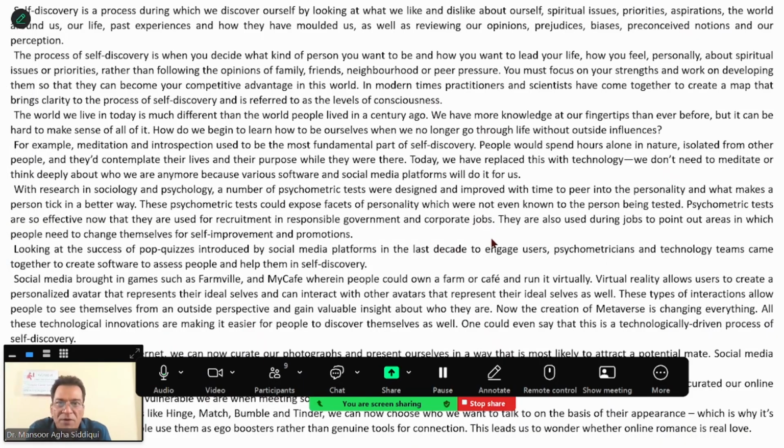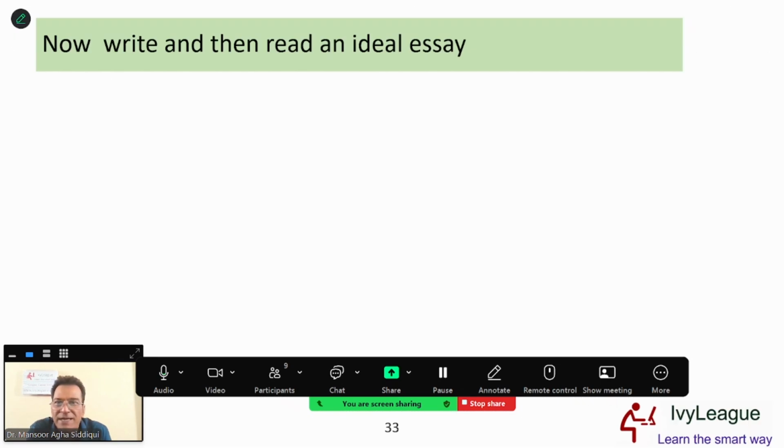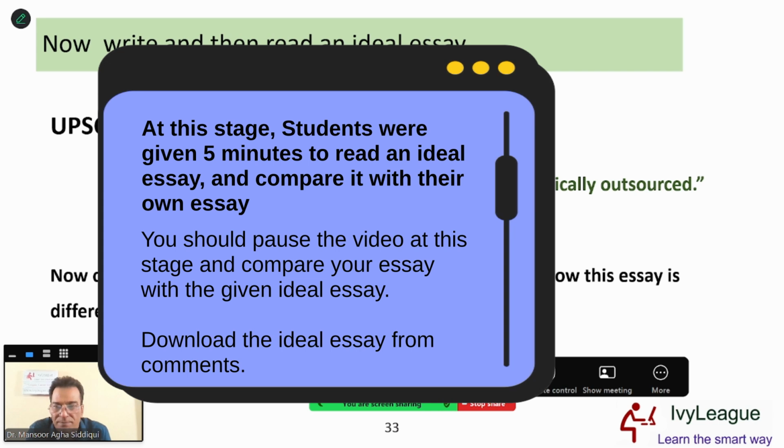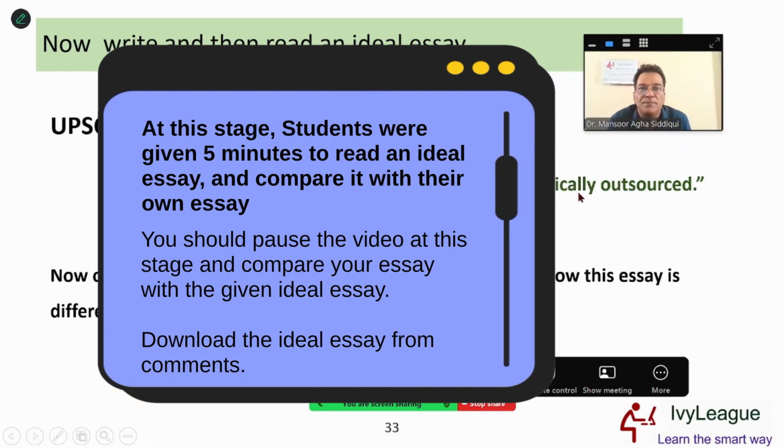I have shared a document with you in chat. Please have a look at that. I want you to compare your essay with this one and do the checking yourself. Write down 3 points how this essay, which I have shared with you, is different from your own essay. You got 4 minutes to do this.